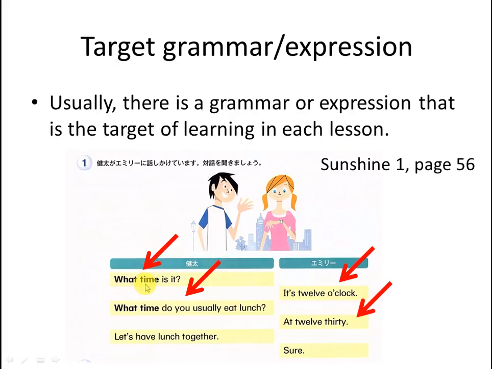So for example, here we have what time is it, and its answer is it's 12 o'clock. And here we have another sentence, what time do you usually eat lunch? The answer is at 12:30. So on this page, one of the target expressions is what time is it, and the other one is what time do you do something. So these are target expressions on this page.